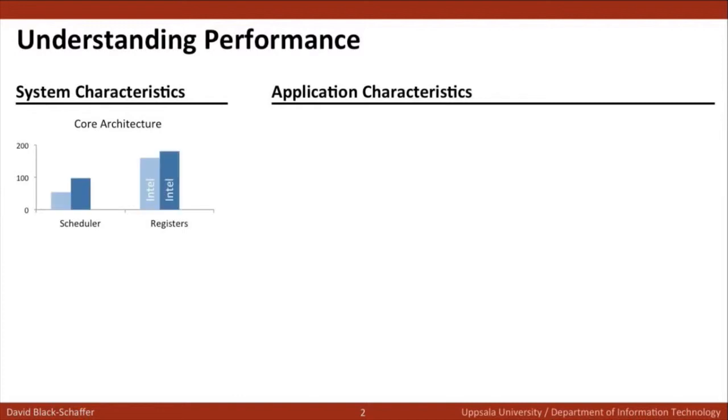So if we take a look at some examples of system characteristics, here I've got two very low-level ones. I've got the amount of resources the processor has for the scheduler, and the amount of resources the processor has for registers. And we can take a look at different processors here. You can see two different generations of Intel processors. And across these two different generations, Intel has significantly increased the scheduler resources and increased the register resources a fair amount too. And you'd expect that this will speed up the performance of your applications.